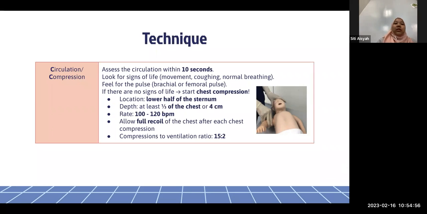So we place our fingers on the lower half of the sternum, and then the depth should be at least 1/3 of the chest or 4 centimeters.